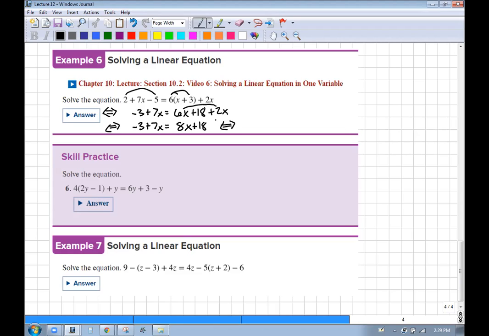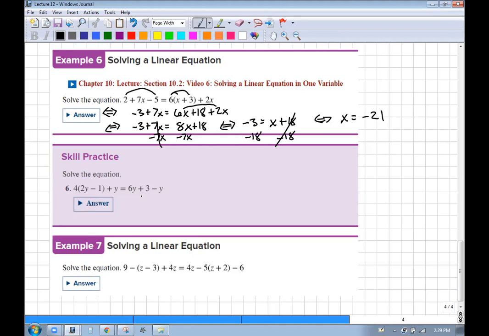Now let's get our x's together. If I subtract 7x from both sides, I get this. Right, that goes away. And now I'll subtract 18 from both sides. X is equal to, what is that, -21? Yeah.